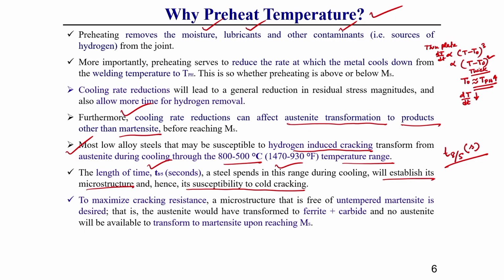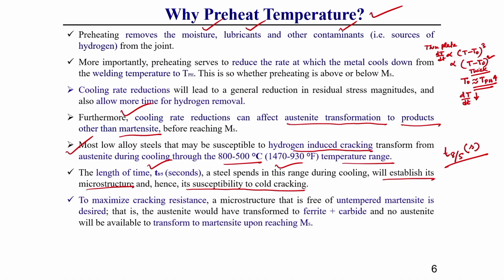If your microstructure is ferritic or pearlitic type, apart from martensitic structure, then its susceptibility to cracking is more. That means, its cracking resistance is more.